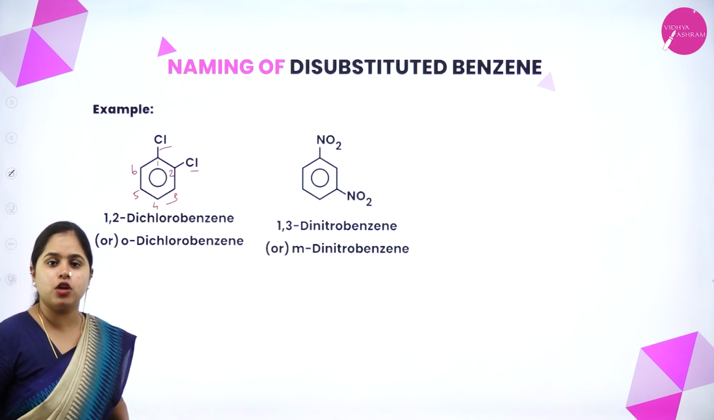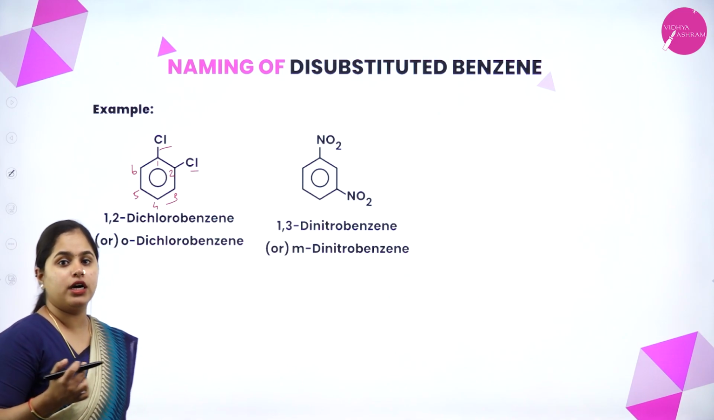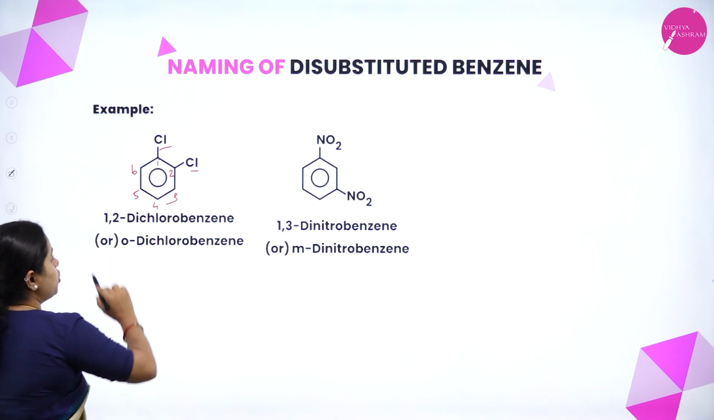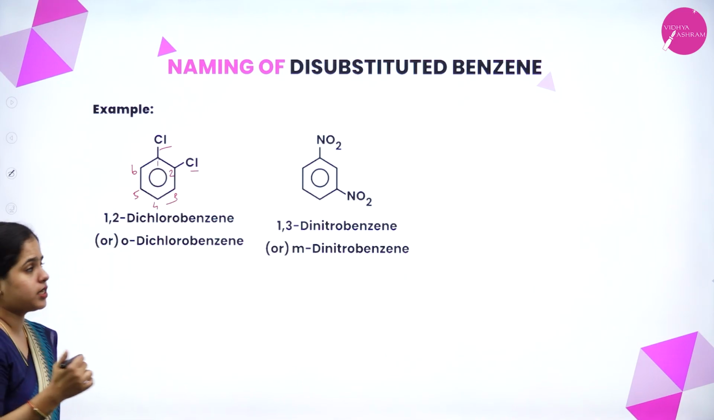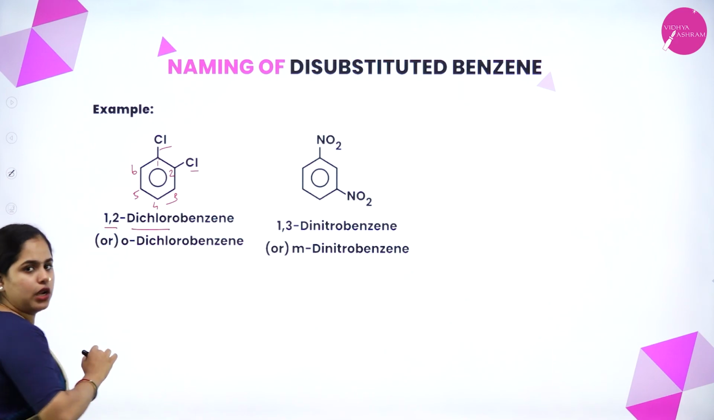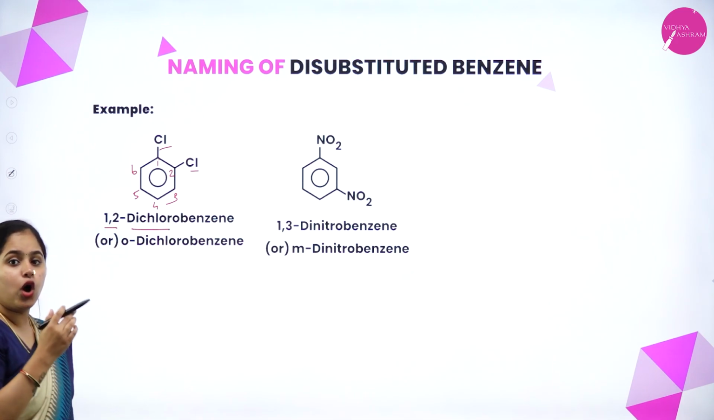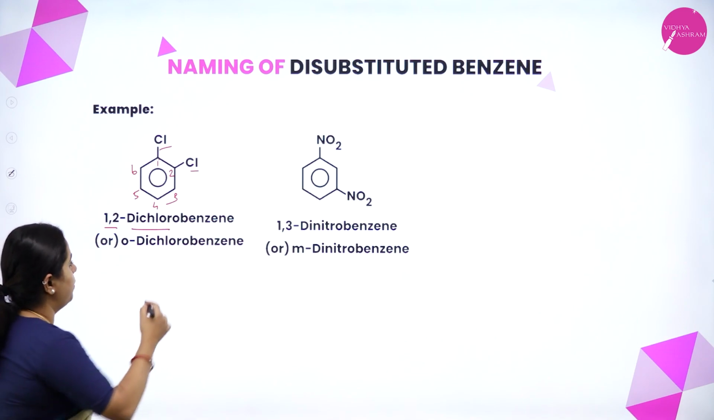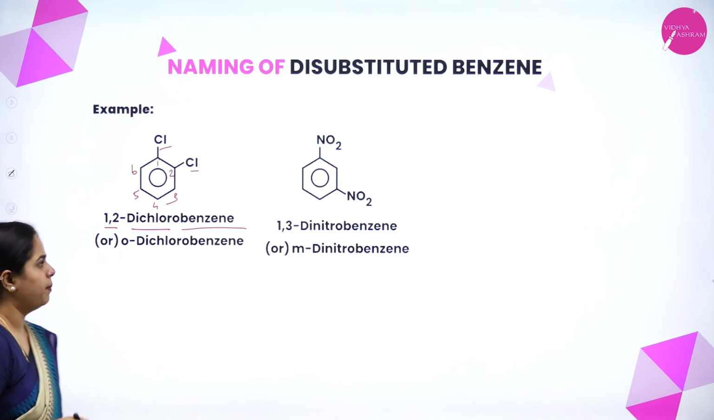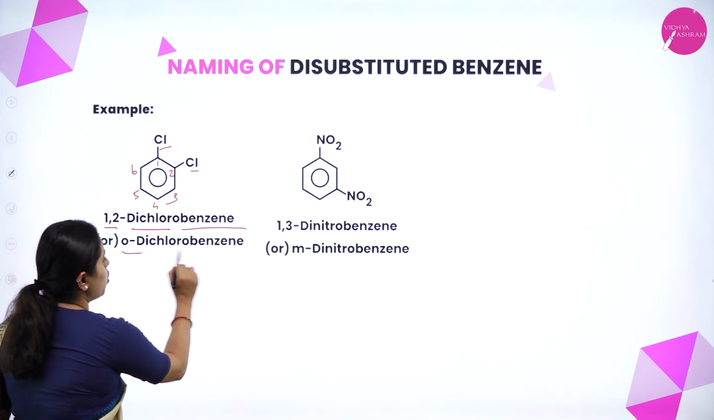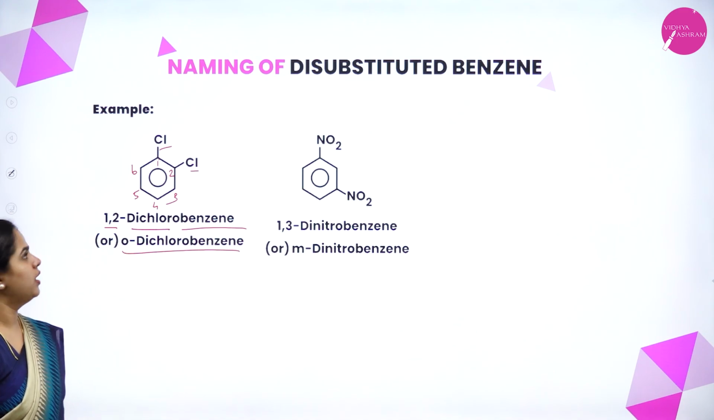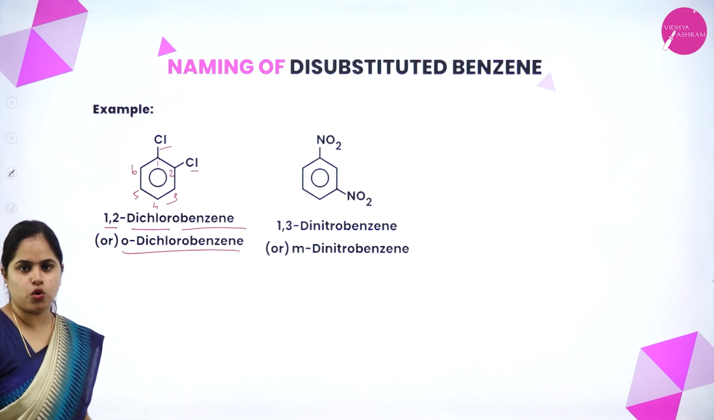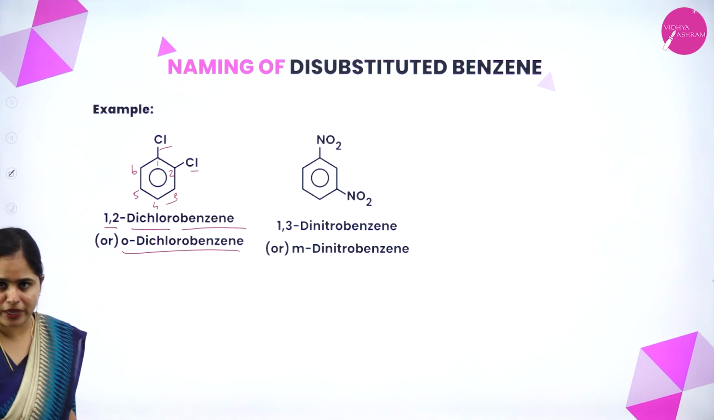But in the IUPAC nomenclature, it should be 1, 2, right? 1, 2 and how many chlorines? 2 chlorines, right? So, 1, 2 dichloro, and the name should end with benzene. That's it, 1,2-dichlorobenzene, or it can be written as ortho-dichlorobenzene as well. Instead of writing 1 and 2, it is ortho, but it's not accepted in the IUPAC system.